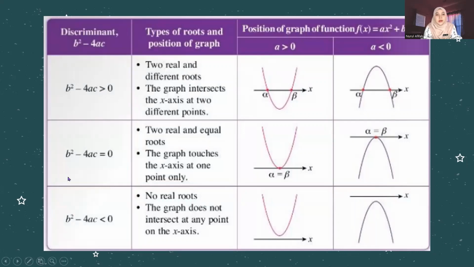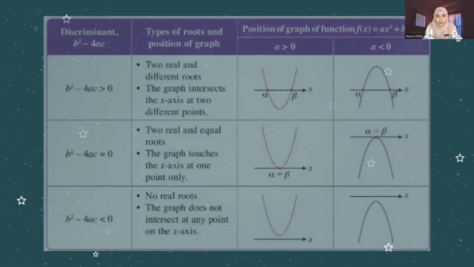Okay. Next, for discriminant 2, b square minus 4ac equal to 0, where it has two real and equal roots, the graph only touches the x-axis once, just like this and like this. Okay, for the last discriminant, b square minus 4ac less than 0, there is no real root and the graph does not touch the x-axis at any point. Okay, like this and like this. Can you see it? Okay, good.